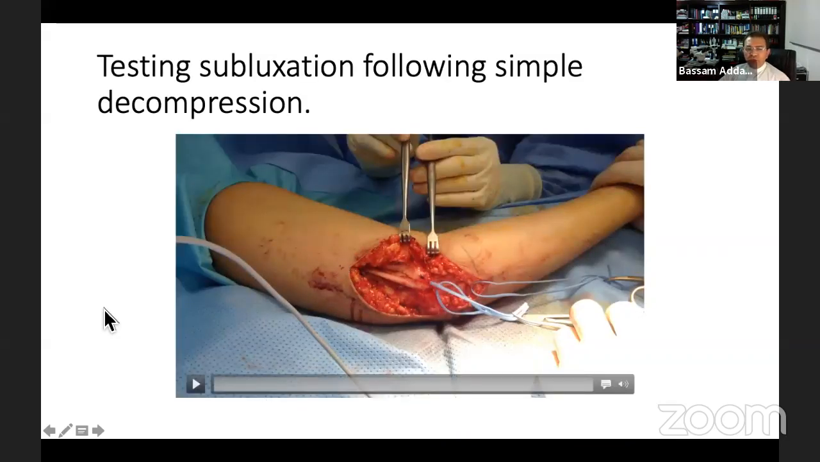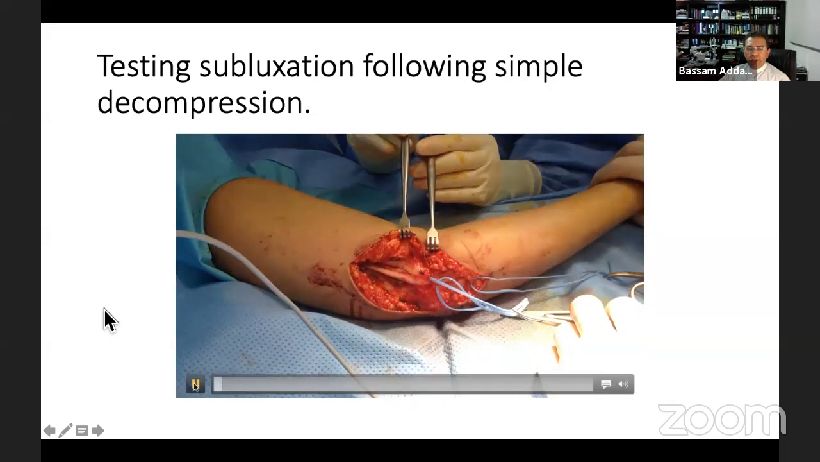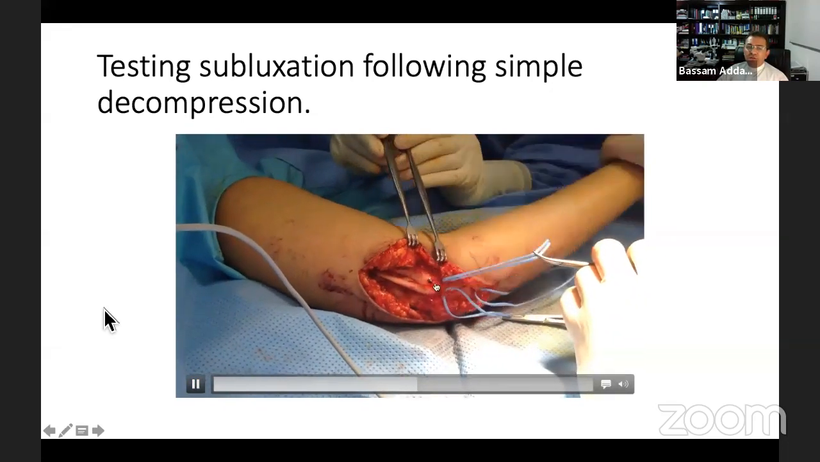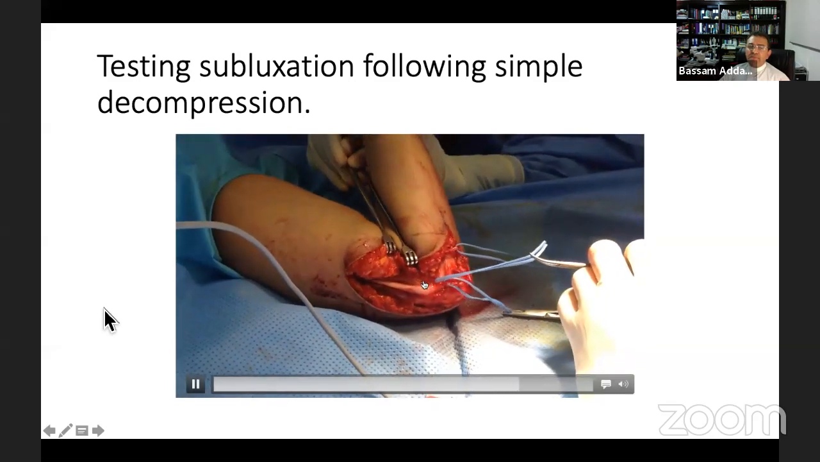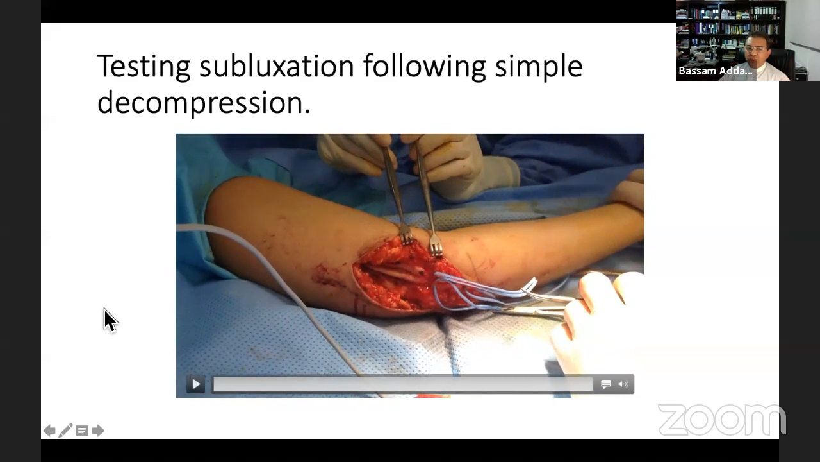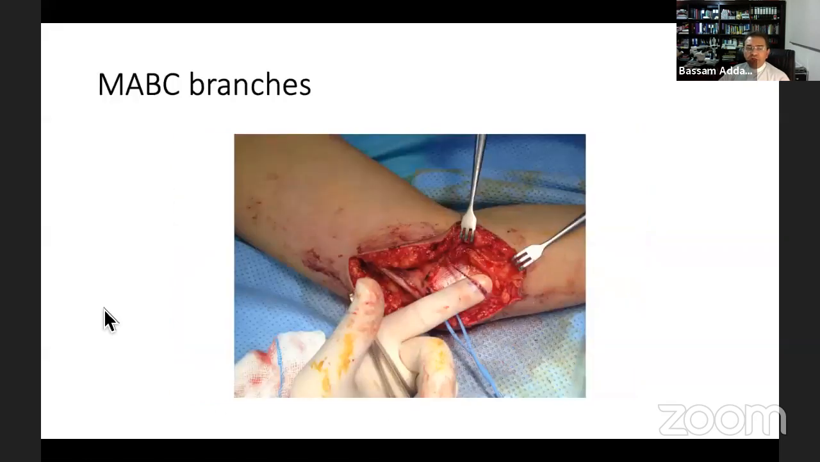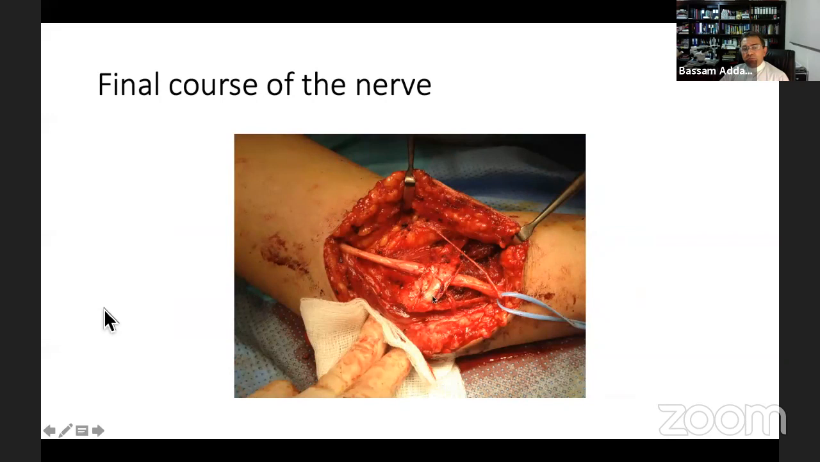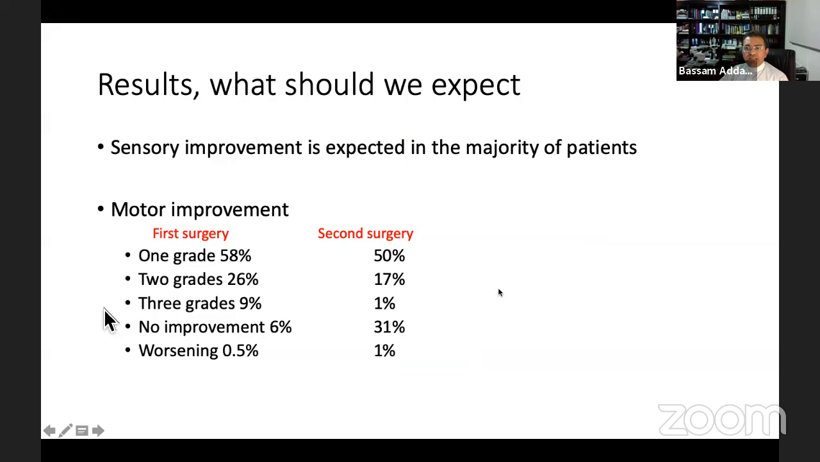So what we usually do is the simple decompression, then intraoperatively we flex the arm, and we see if the nerve jumps anterior or above the medial epicondyle. When we see such a situation, we prefer to transpose. And it's important when you transpose to make sure that you are not creating a secondary entrapment site. After we do that, we fashion a fascial sling to prevent the nerve from returning back to its primary bed. And it's important to have a straight and very nice course of the nerve.